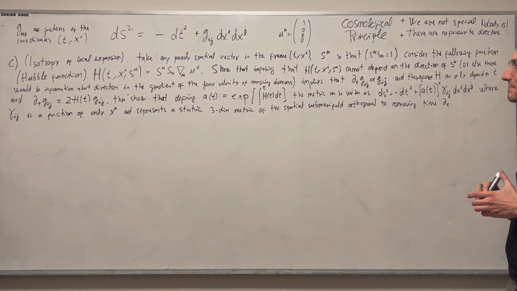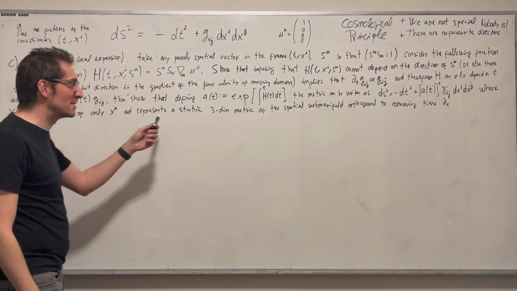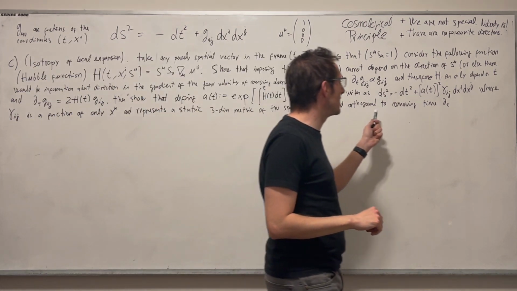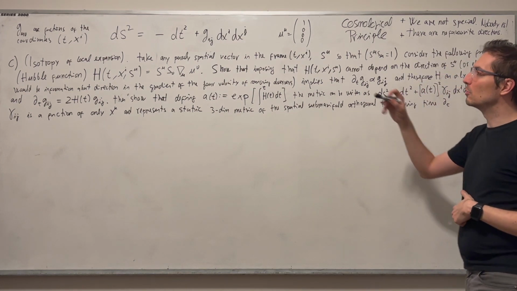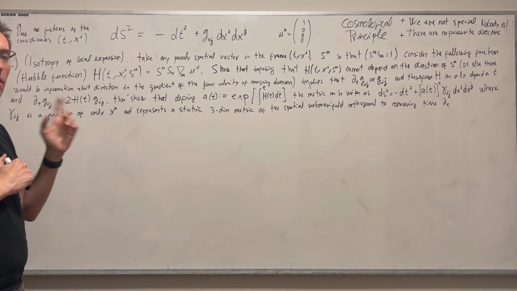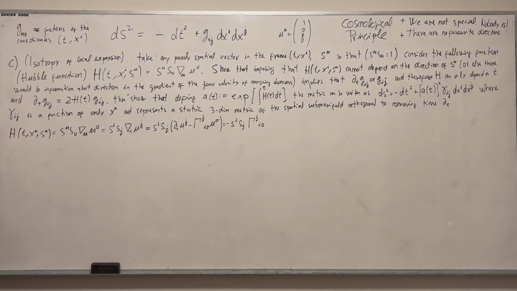All right. Where gamma_ij is a function of only space and represents the static three-dimensional metric, so it doesn't change in time, of the spatial submanifold orthogonal to the comoving time. Partial t, the comoving time, is the time of the comoving observers in the comoving frame. All right, so let's get to it because this is a long exercise. So we get the Hubble function here, that's the definition.